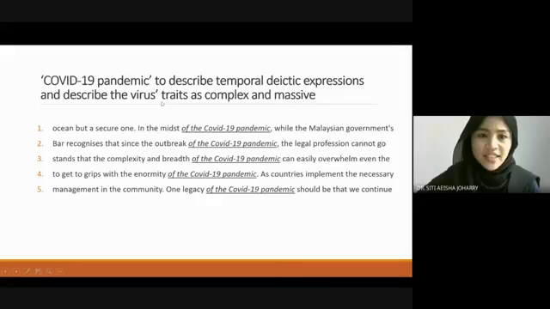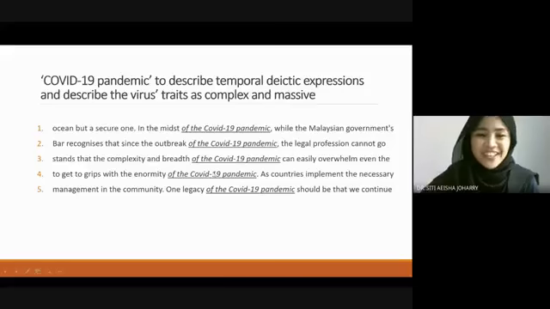And then another thing is that it also describes the virus's traits as complex and massive. And that's why we argue that one of the reasons COVID-19 pandemic is very often used is because writers will describe it as complex, very massive in nature, enormity, and pandemic is in itself a word meaning widely, globally affecting, and so that's why maybe COVID-19 pandemic is strongly collocated here.